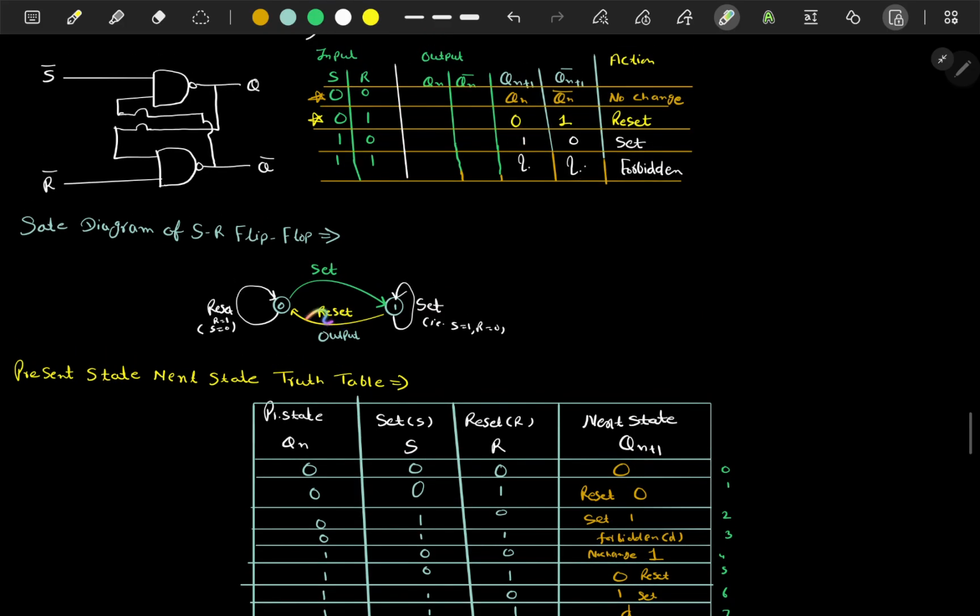Now the state diagram. What is a state diagram? If we start from 0, then with reset, meaning R is 1 and S is 0, it will again lead to 0. And what is the condition for set? S is 1 and R is 0, so it leads to 1. And from 0, set leads to 1, and reset leads from 1 to 0.